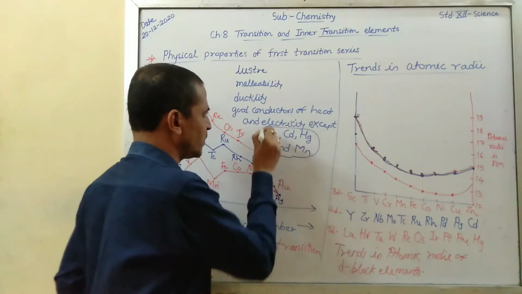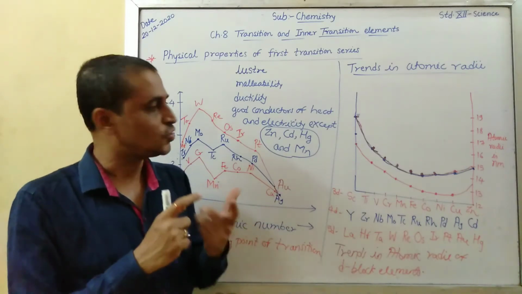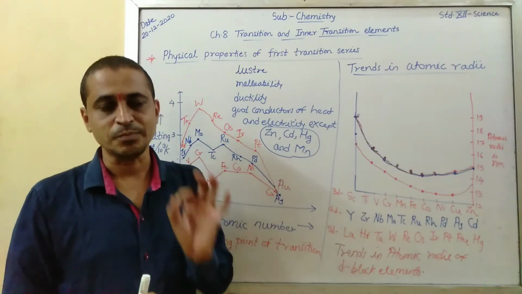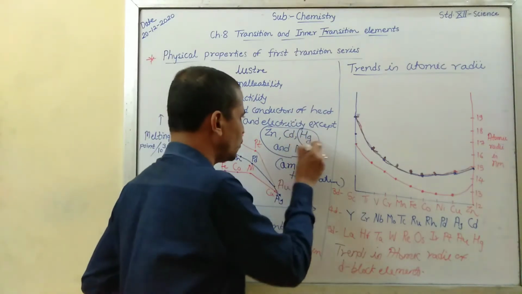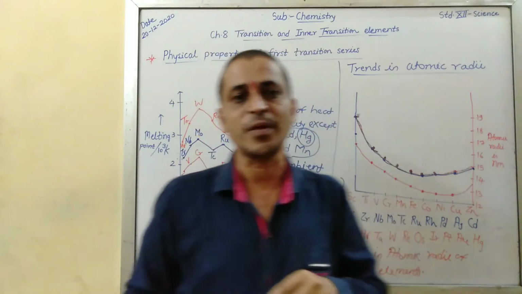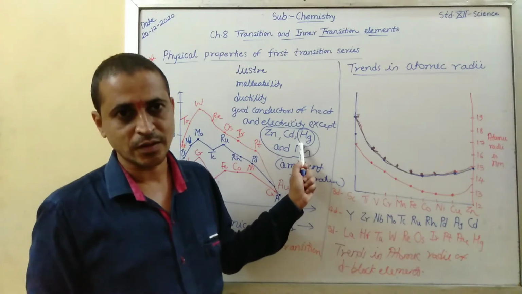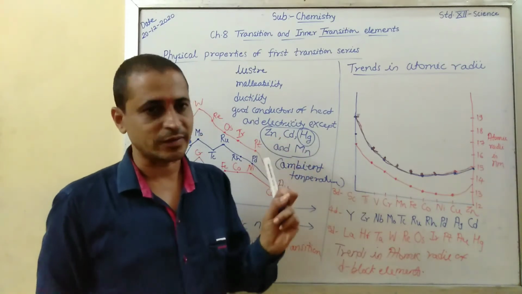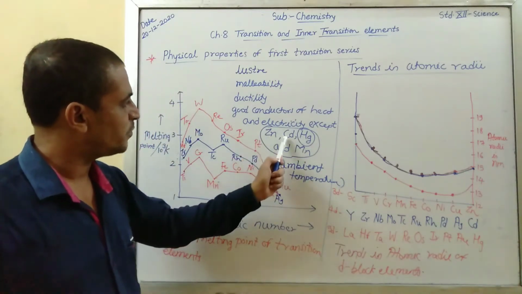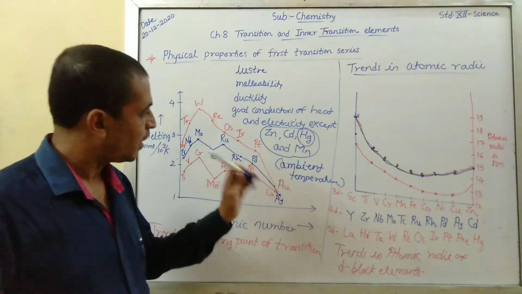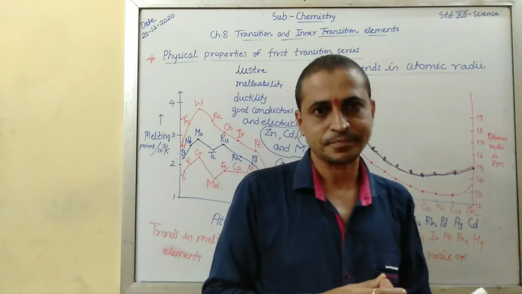Except these elements, all other elements of the transition series show one or more typical structures. And there, you know, mercury is present in the liquid state, which is used in thermometers. They show a shining appearance, and a similar nature is also observed in zinc, cadmium and manganese. I hope you understood all these points. Now see the next point.